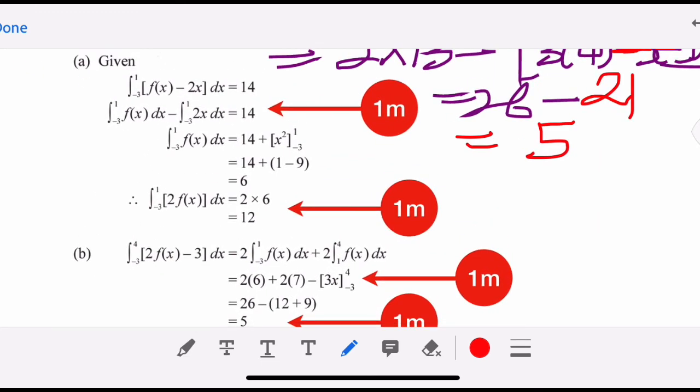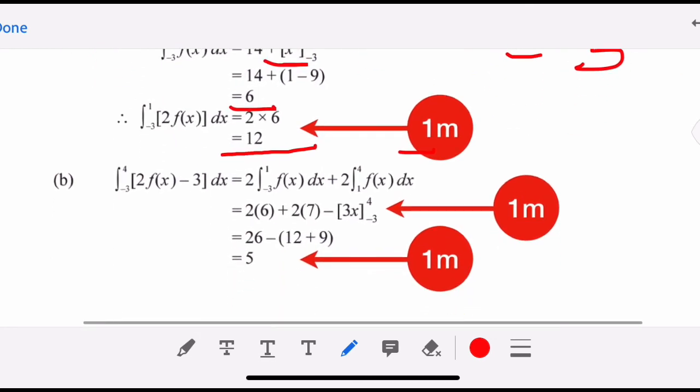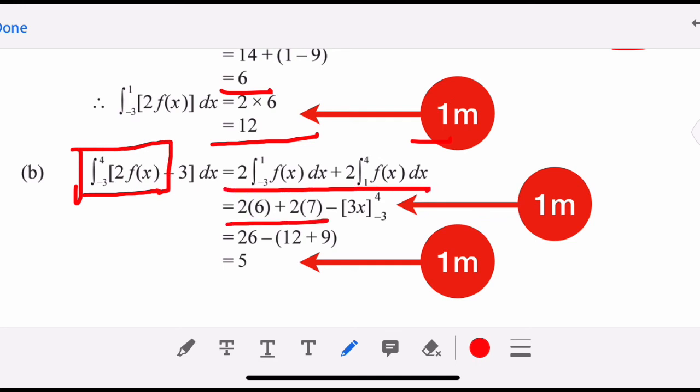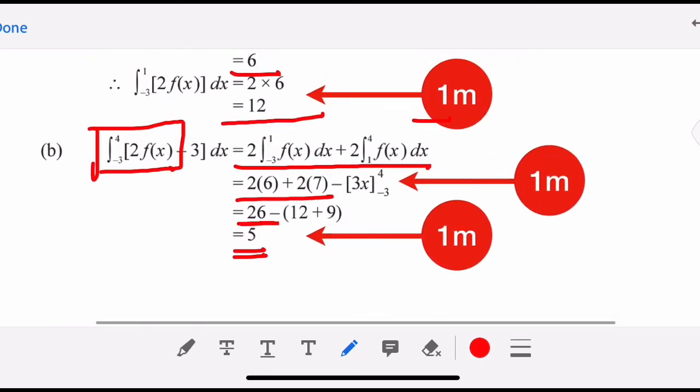So how we give marks: if you separate out the function, you get 1 mark, right? If you integrate and then get 6, then you take 6 times 2, you get another 1 mark. And then for this one is a bit challenging. For this integrate from negative 3 to 4, you have to do like that. You must have 26. All right, 2 times 6 plus 2 times 7 minus 21, then you get 5. Okay, there are another 3 marks there.